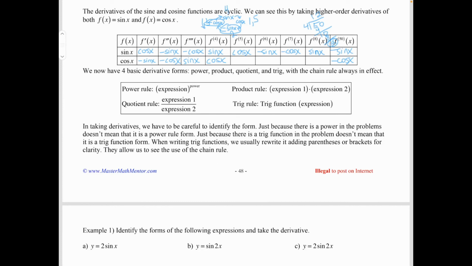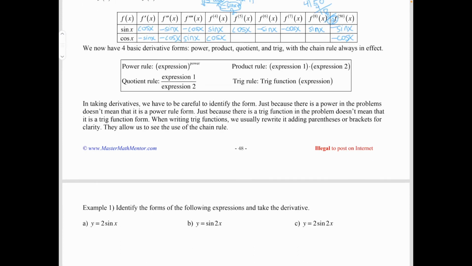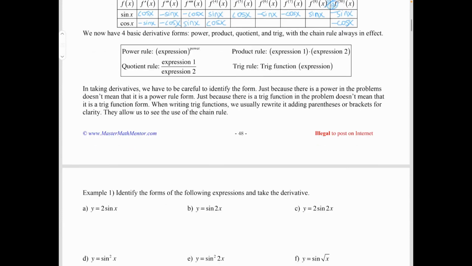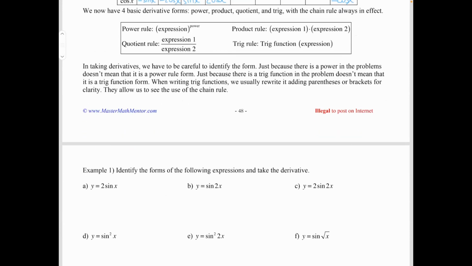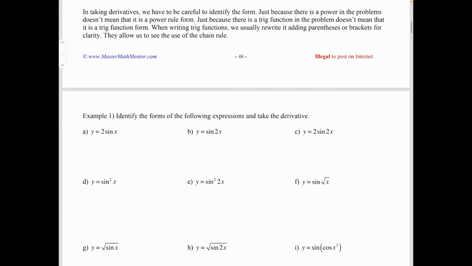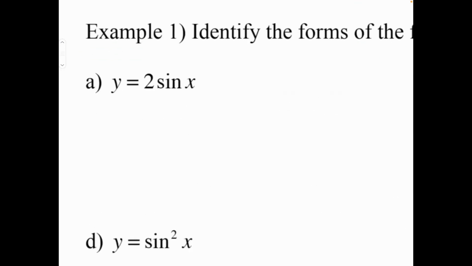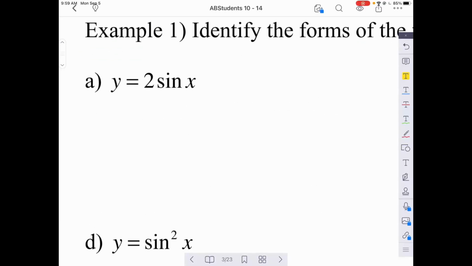We now have 4 basic derivative forms. We got the power rule, the product rule, the quotient rule, and trig. And chain rule is always in effect. Just because there's a power in the problem doesn't mean it's power rule. Just because there's a trig function doesn't mean it's a trig form. It could be one of the other forms. So let's start taking some derivatives that involve trig functions.